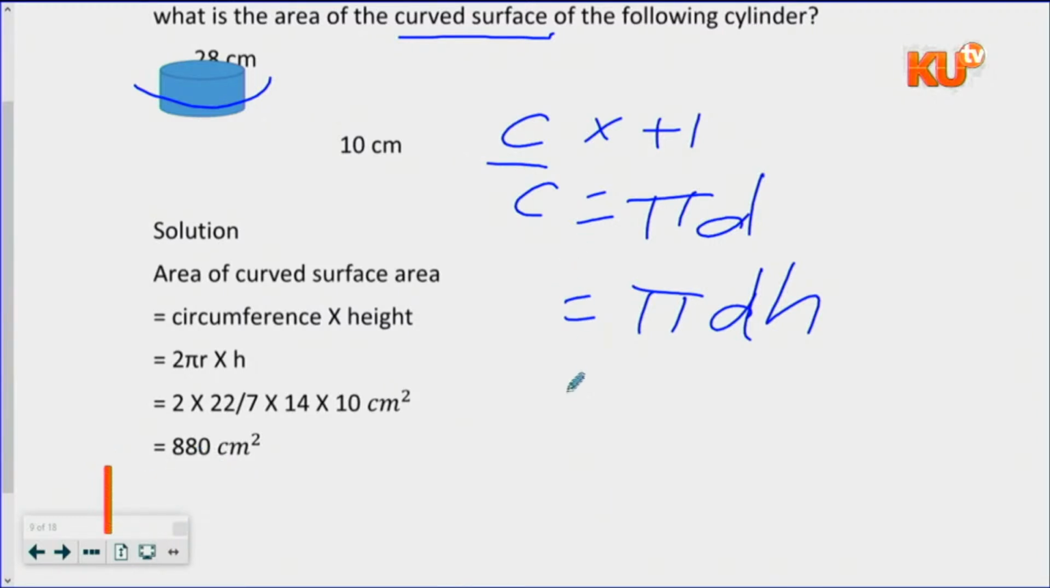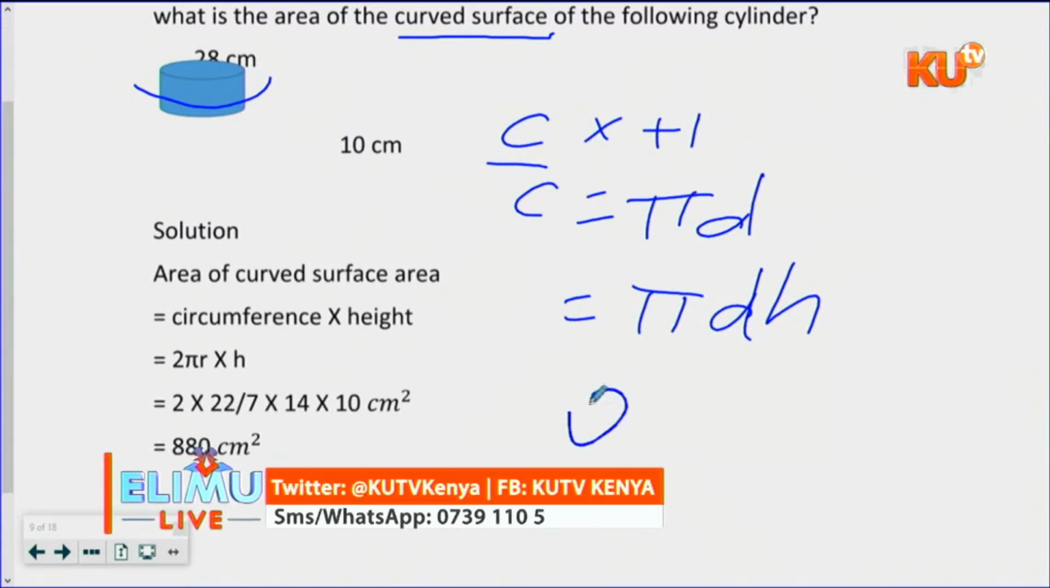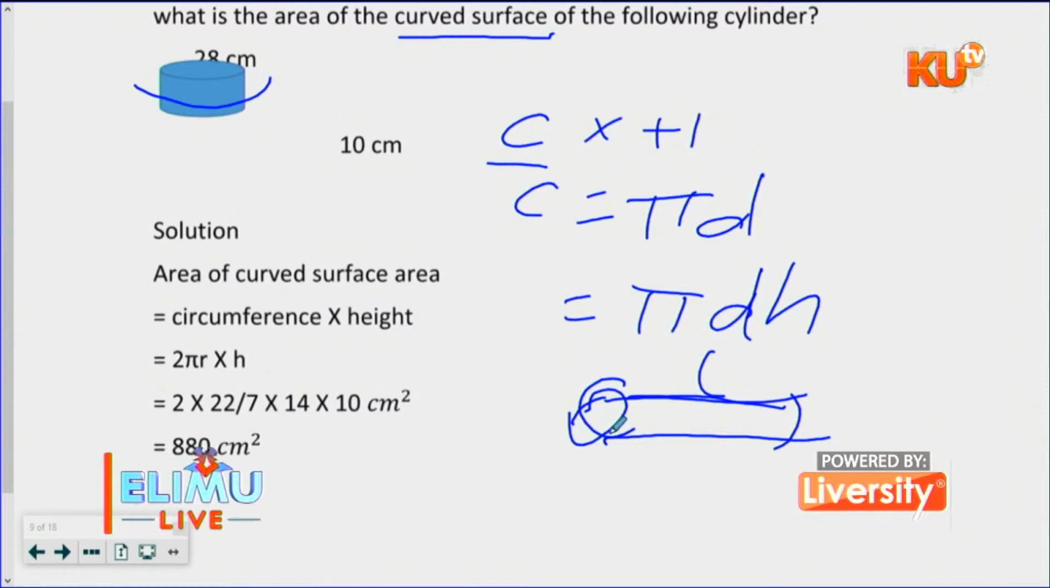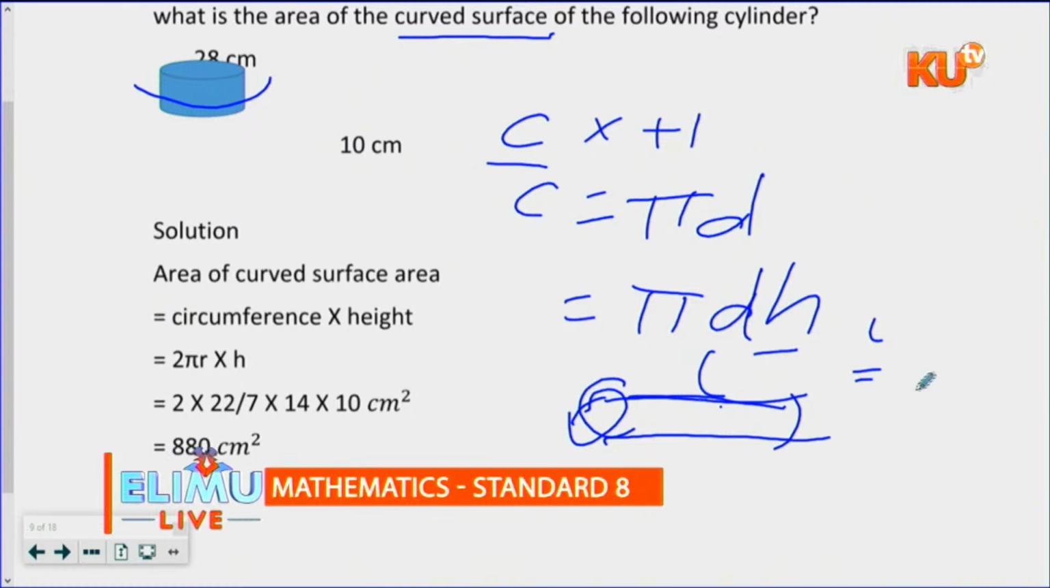Don't get confused. The shape can be drawn like this, slanting along the ground. This one will still be our h, and now we'll call it length. And this one will still be our circular part, where circumference equals pi d. And now instead of h, you can say pi d l. Whether you use pi d h in this case, remember what h is. The same shape can be drawn.